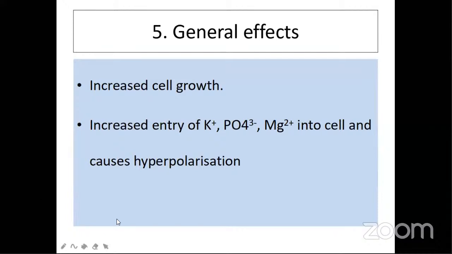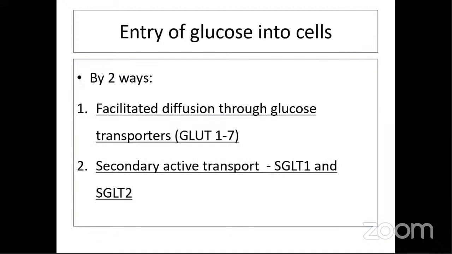Glucose transporter. This is a very, very important thing. Entry of glucose into the cell occurs in two ways. One is by facilitated diffusion, and those transporters are called GLUT, glucose transporters 1 to 7. Another way is by secondary active transport, with the help of the transporters SGLT1 and SGLT2.